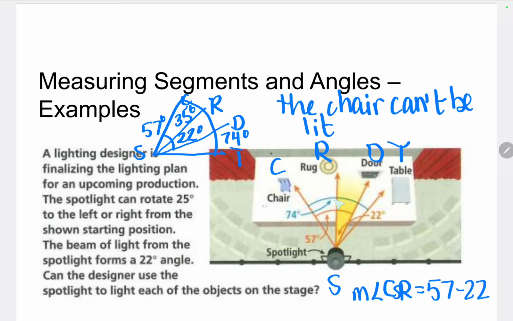However, can I light the table? Well, I have a total of 74 degrees. Now this piece here is 57 degrees. 74 minus 57 leaves a total amount of only 17 degrees. So this can rotate through 17 degrees right here, and therefore the table can be lit. So angle DST is just that 17 degrees right here. The table can be lit, so I'll put the chair can't be lit, but the table can.